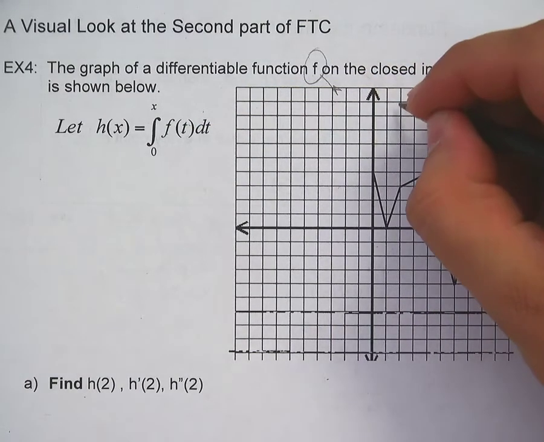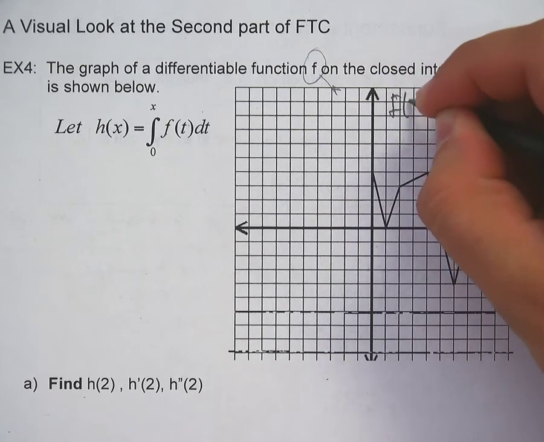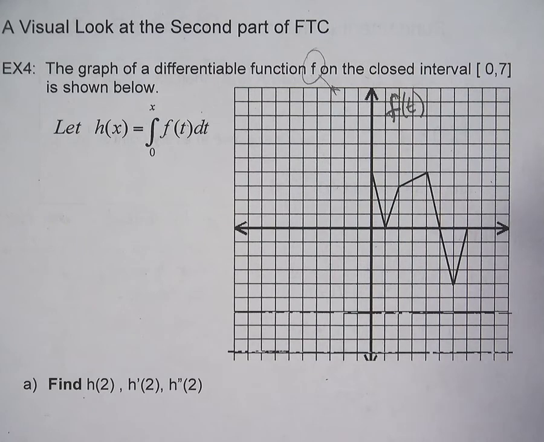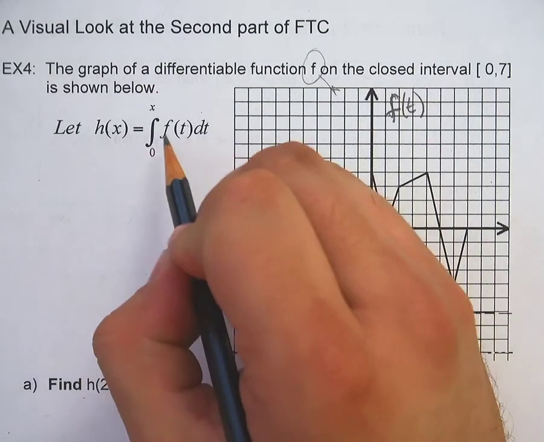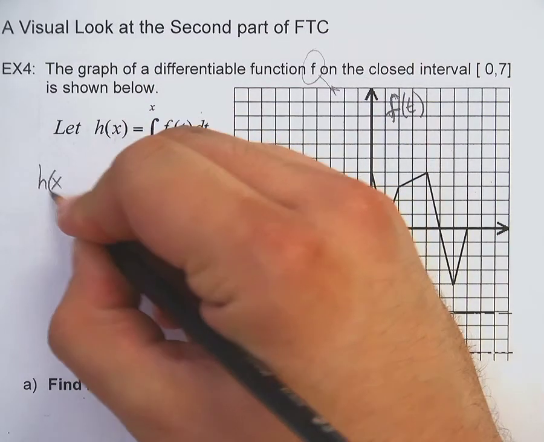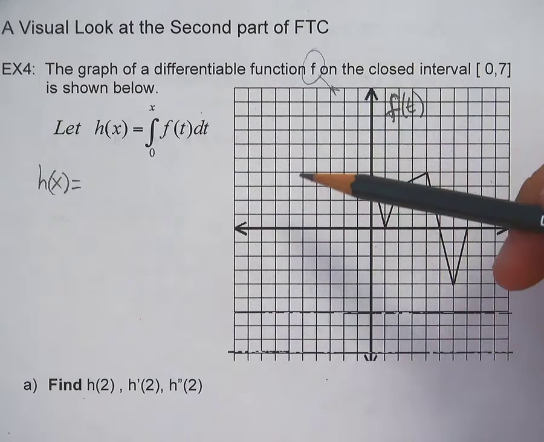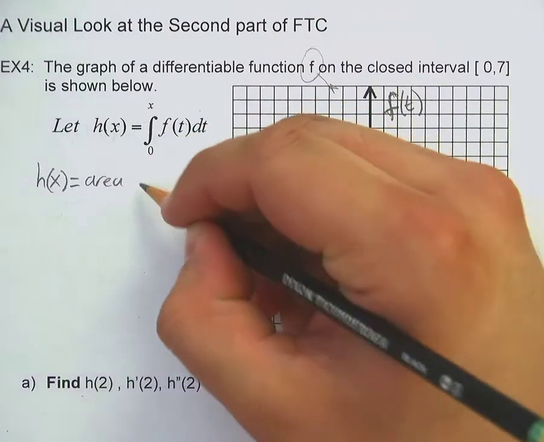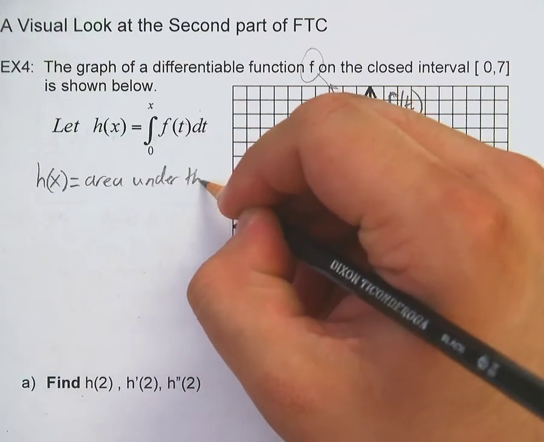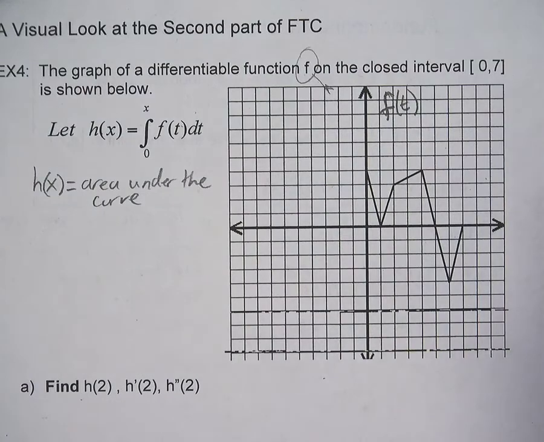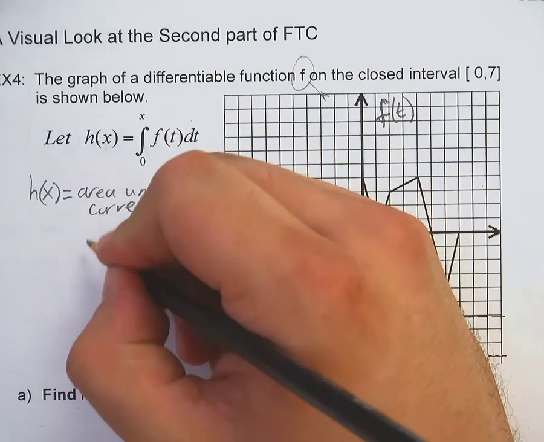All right, so let me just clarify. This is f of t. This is our function f, right? And it says h is the integral of f. So let me write this out here. This is what each piece is going to mean. The integral of f is the area under f, right? So h of x is the area under the curve. Right? Area under the curve. The curve itself is f of t, right?